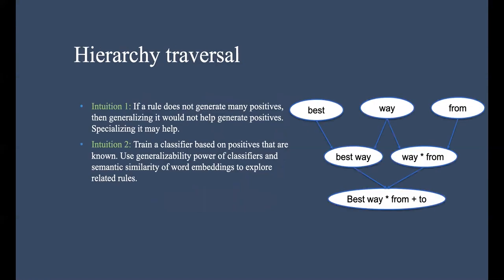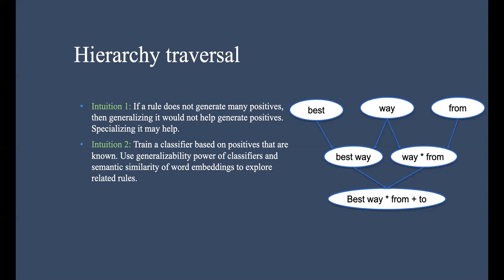Once we have this set of smaller candidates and the connections between them, we want to find a good rule to show to the annotator. Here we had two observations that are helpful in finding those rules. The first one is that if a rule is not generating many positives, or in fact is giving you back many negative instances, then it doesn't make sense to generalize that rule. For instance, if we evaluate best way and we see many negative instances, it doesn't make sense to now suggest best as a rule, because it's just going to be a superset of that, so it's still going to contain too many negatives. Specializing might help, because the regular expression at the bottom might find a better cut and find the positive instances.